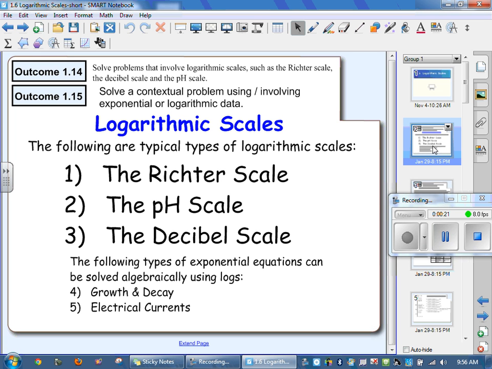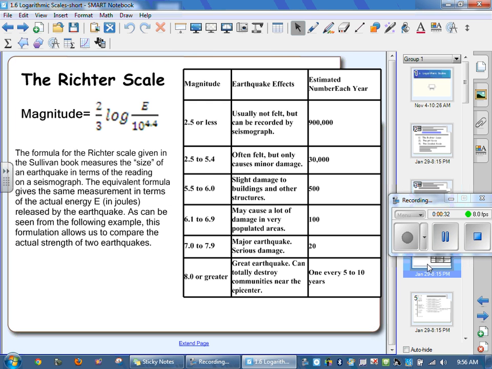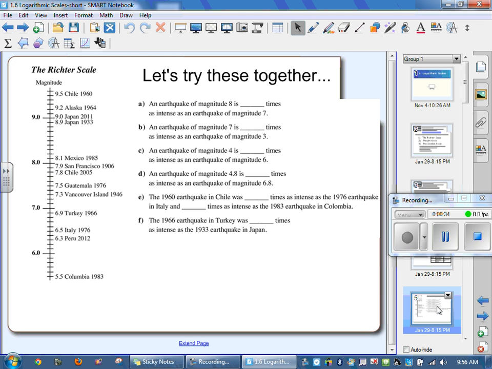So we have growth and decay again, and then we have some electrical current type stuff. And we have base e coming back to us. All right, the Richter scale, you guys had to read through those. There's our Richter scale. Let's take a look at what it actually means. So we take a look at our Richter scale.